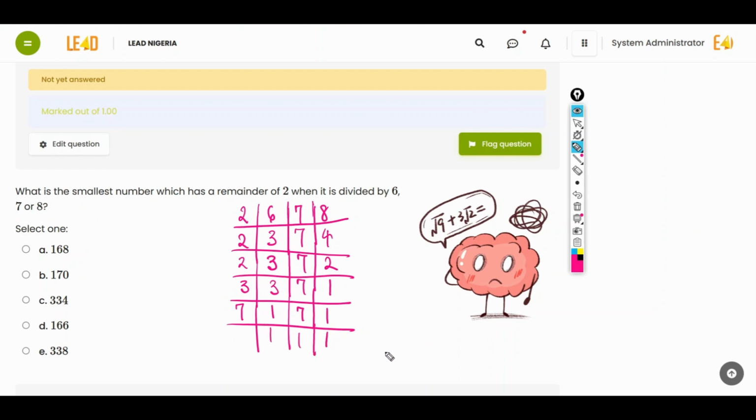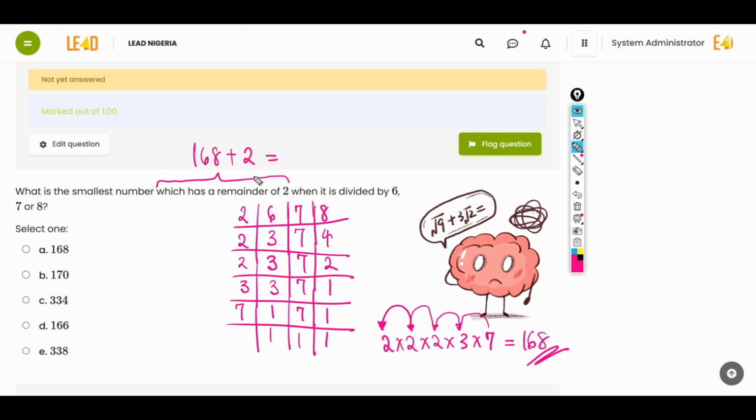So the answer to this, the LCM, would be 2 times 2 times 2 times 3 times 7, which would be 7 times 3 is 21, 21 times 2 is 42, 42 times 2 is 84, 84 times 2 is 168. Yes, 168. All right, so that's the LCM, but then remember the remainder of 2, because we wanted to have a remainder of 2 each time. So the solution will be 168 plus that remainder, which gives us 170. 170, that's option B.